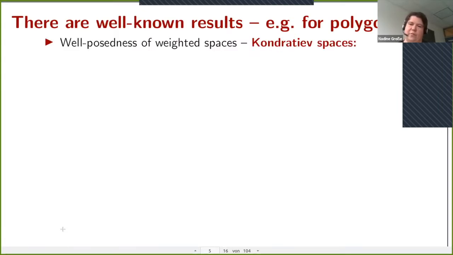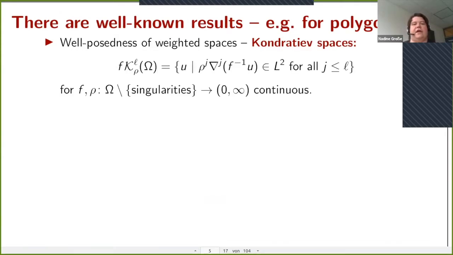Often weighted spaces now play a role instead of the usual Sobolev spaces. So I call them here conormal spaces. And so this is my definition of a conormal space. So we have two weight functions that are continuous outside of your singularities. So for polygons, it's just the vertices here that are our singularities. Then the L over here is the order of differentiability, and then it looks very similar to normal Sobolev spaces, but you have those weight functions.